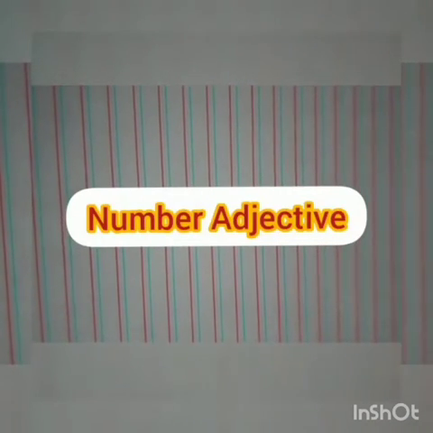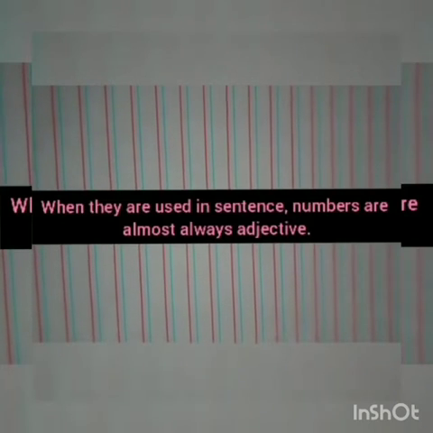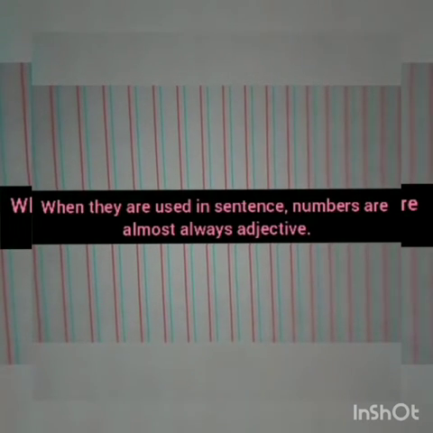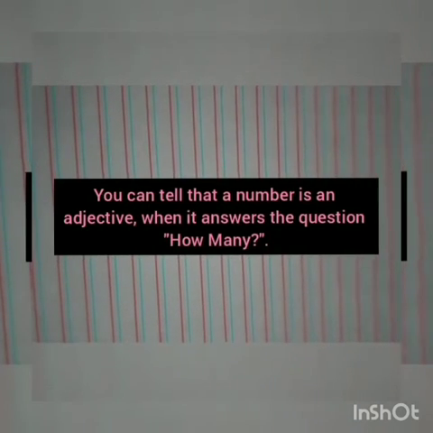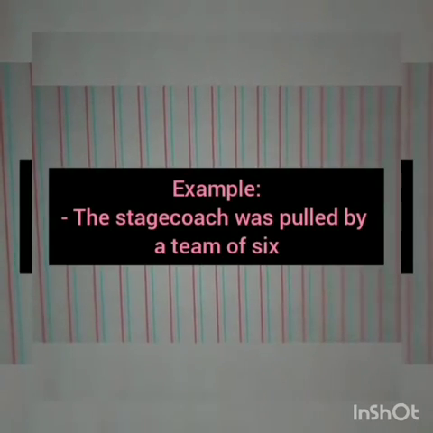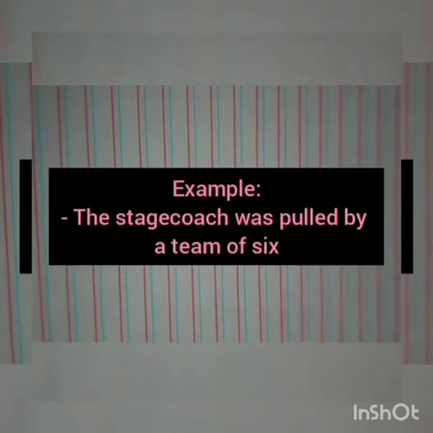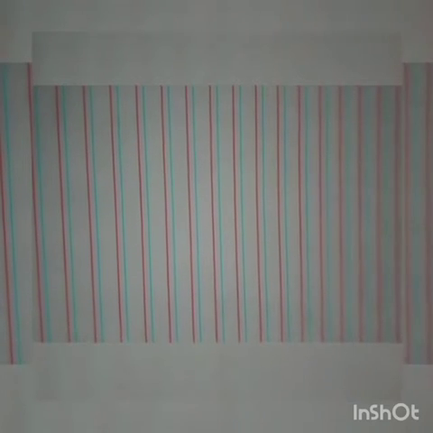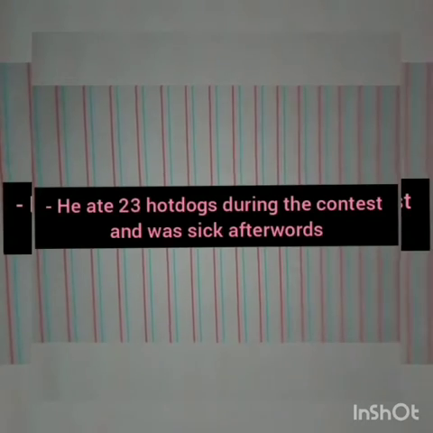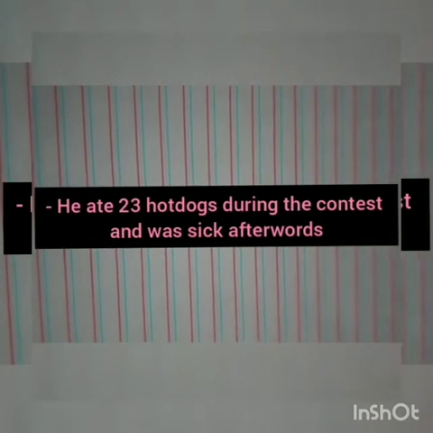And the next is number adjective. When they are used in a sentence, numbers are almost always adjectives. You can tell that a number is an adjective when it answers the question how many. Example: the state coach was pulled by a team of 6. He ate 23 hot dogs during the contest and was sick afterwards.